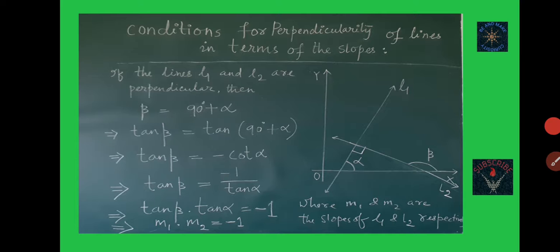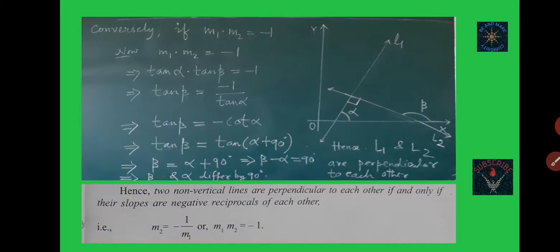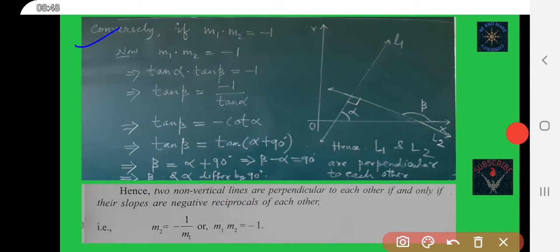Conversely, if m1 into m2 is equal to -1 is given, then now we shall prove L1 is perpendicular to L2. L1 and L2 are perpendicular to each other.